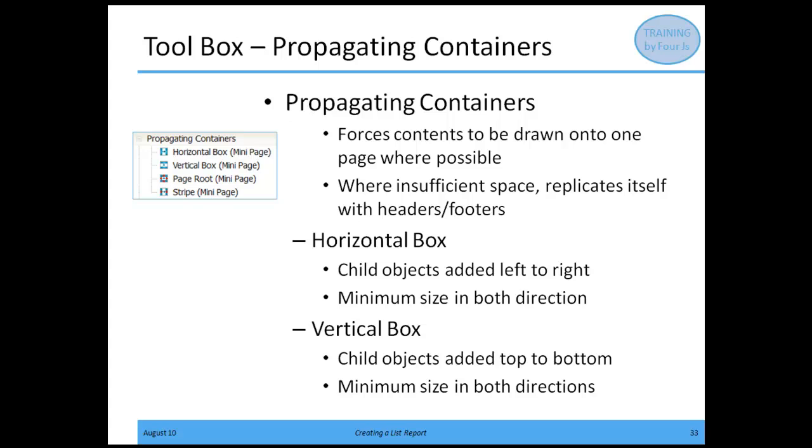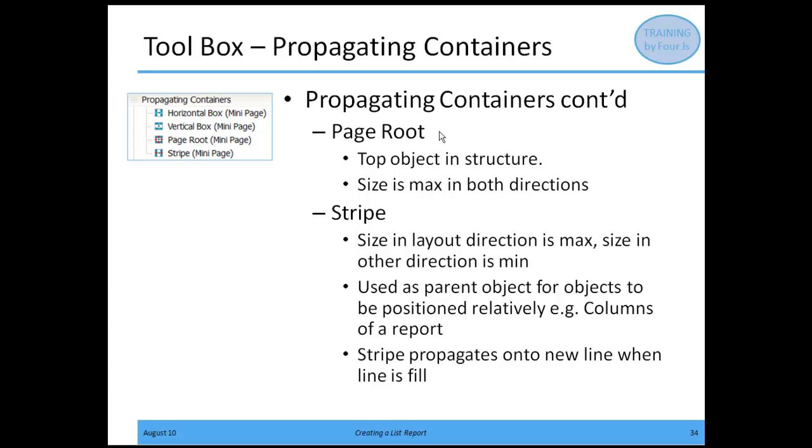Now if you place out a horizontal box, the default is for the children to be added left to right, and it's going to be placed out there with a minimum size in both directions. If you put out a vertical box, the children by default are going to be top to bottom, but again it's going to have a minimum size in both directions. If you put out a page route, which you'll notice regardless of whether we put out an empty report or whether we put out a template report, we always had the page route at the top. It's going to be the top object in the structure, and its size is going to be max in both directions, meaning take up the maximum width of the page size, take up the maximum top to bottom of the page size.